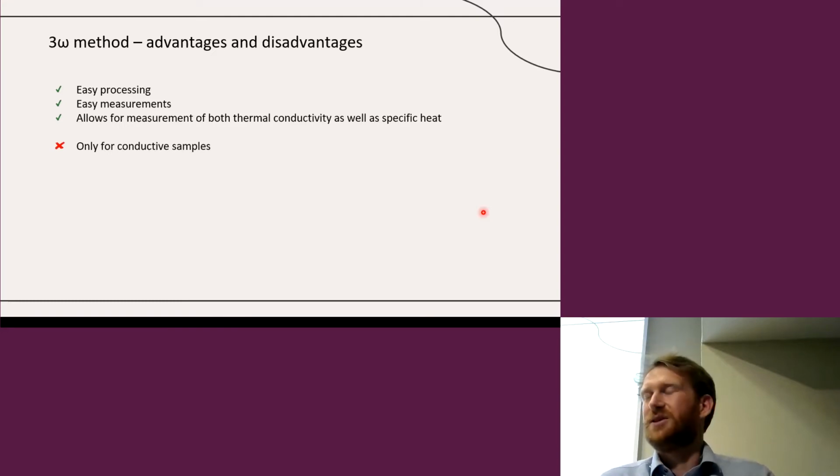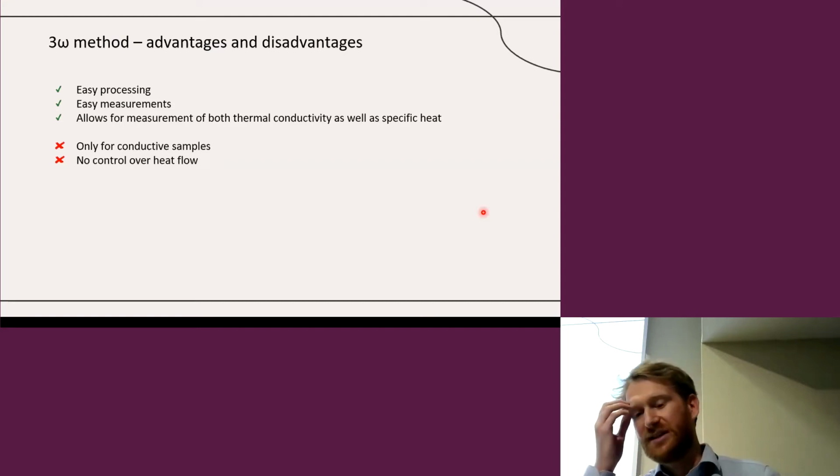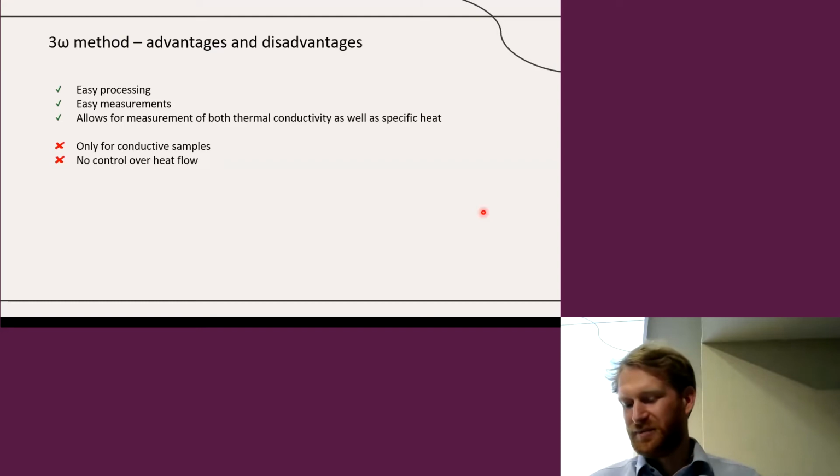The disadvantage is you are quite limited in what kind of samples you can measure with this, because they need to be electrically conductive. You also don't have full control over the heat flow, because you always have that the maximum temperature will be in the center and the heat will always flow from the center outwards. So if you have, for example, inhomogeneous samples, or you're looking for asymmetric effects such as rectification, then this is probably not the method for you.